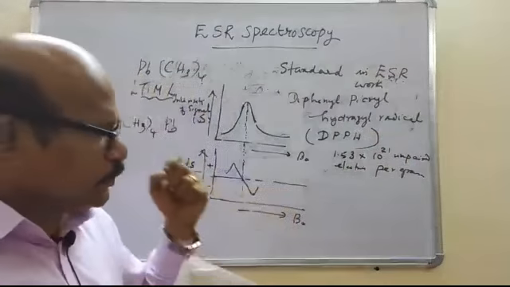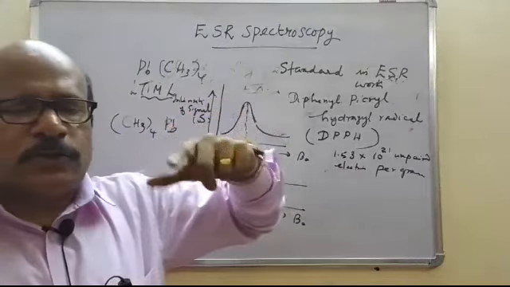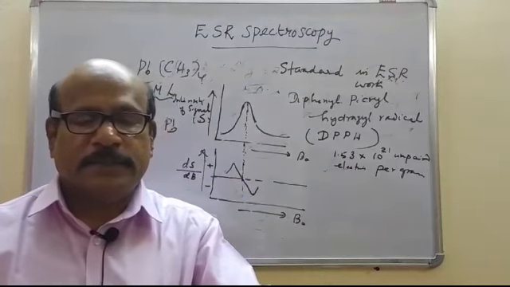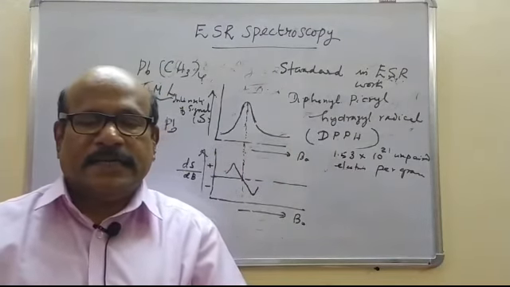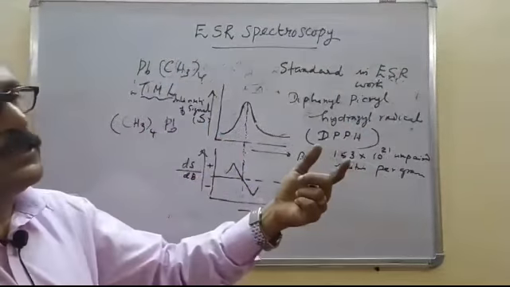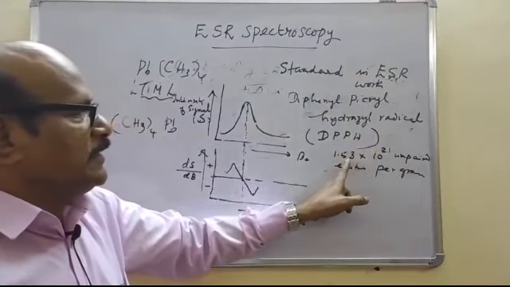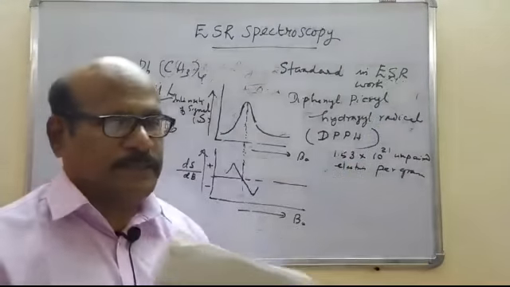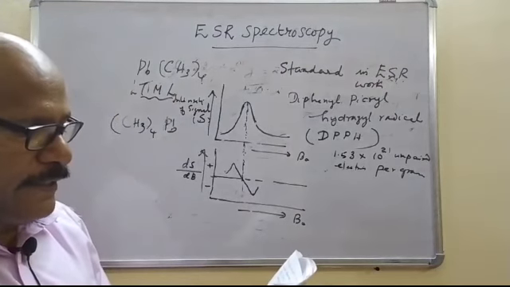So what I want to mention is that the area under the curve is significant, which represents the total number of unpaired electrons present in an unknown sample per gram of the sample. And it can be easily found out by comparing it with a standard signal containing a known number of unpaired electrons. The standard usually taken is diphenyl picryl hydrazine radical, which contains 1.53 into 10 raised to 21 unpaired electrons per gram of the material.